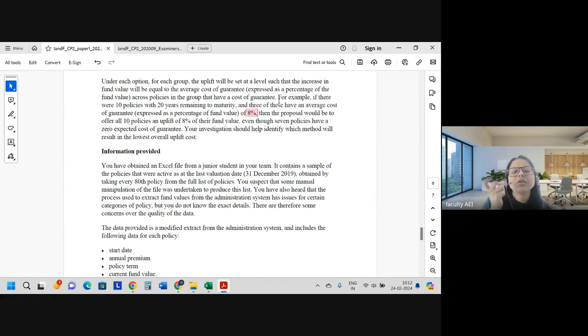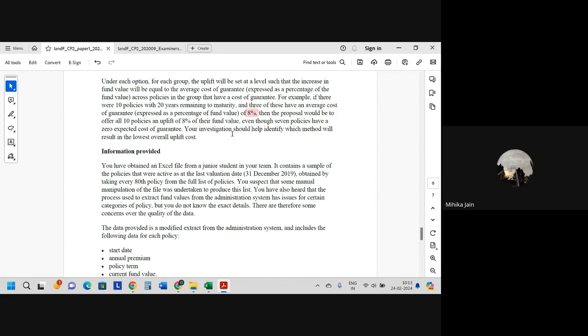So how do we take out the cost of guarantee? Guaranteed value minus the fund value, divided by the fund value. So it's 8%. Then the proposal would be that all the 10 policies will receive an uplift of 8%, even though the 7 policies were just above the guaranteed value, still all of them will receive an 8% uplift.